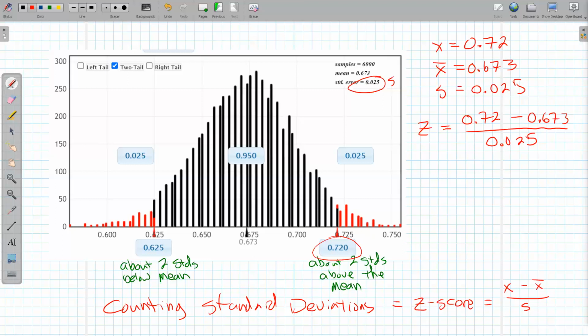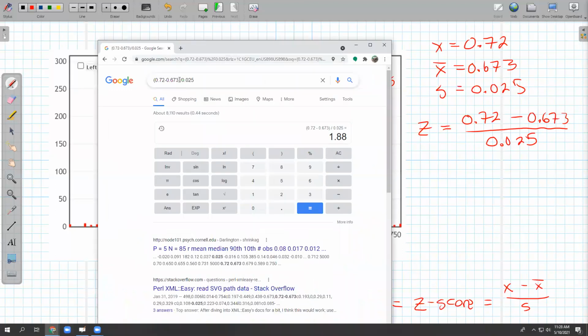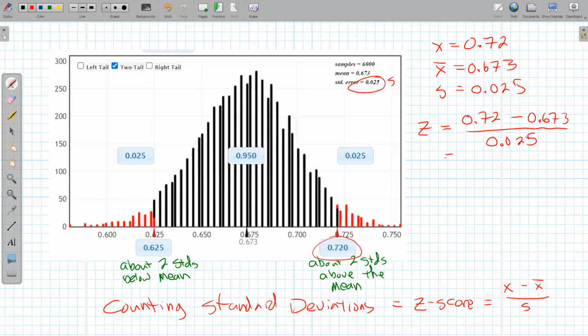All right, so here's my calculator version of that. For this particular randomization, I get 1.88, which is close to 2. I could round that up to 2, so it's about 2. Is it going to be exactly 2 standard deviations? The answer is no, because of the randomness going on here, but it should be close. So I got 1.88, which to the nearest whole standard deviation is a 2.